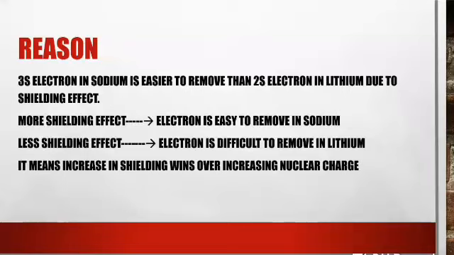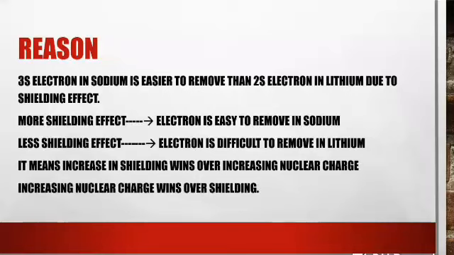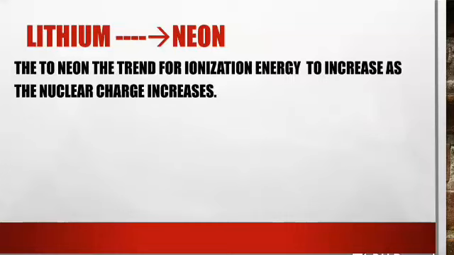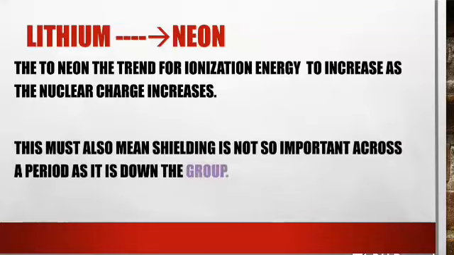It means the increase in shielding wins over increasing nuclear charge, and increasing nuclear charge wins over shielding, giving 2 dips. Now, lithium to neon: the trend is for ionization energy to increase as the nuclear charge increases. This must also mean shielding is not so important across a period as it is down the group.